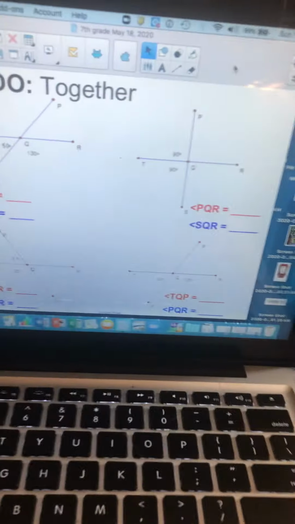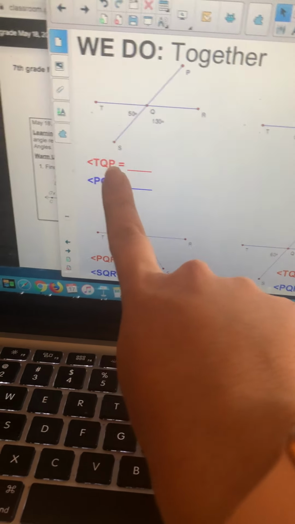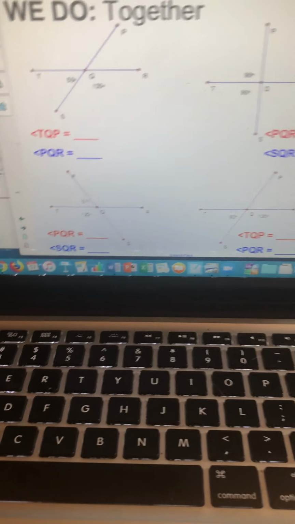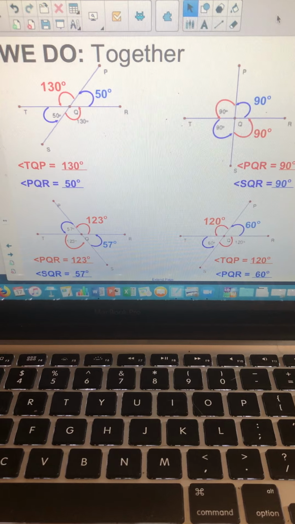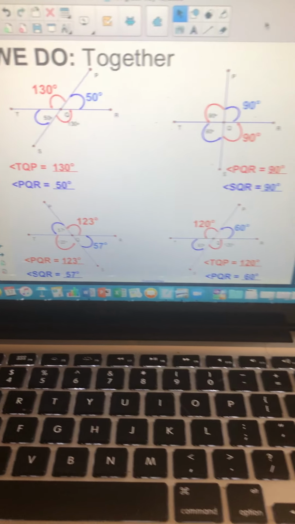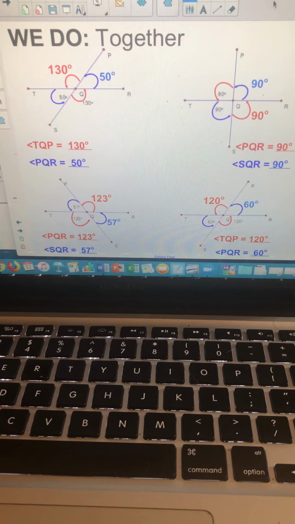Okay, there's a couple more for you to practice. Make sure you're being mindful of what the letters are, because that's telling you which angle you're answering about. And then your answers are on the other slide. Notice that I color coded them just to make it easier, and I feel like a little more visual for you to see which ones are paired up together.